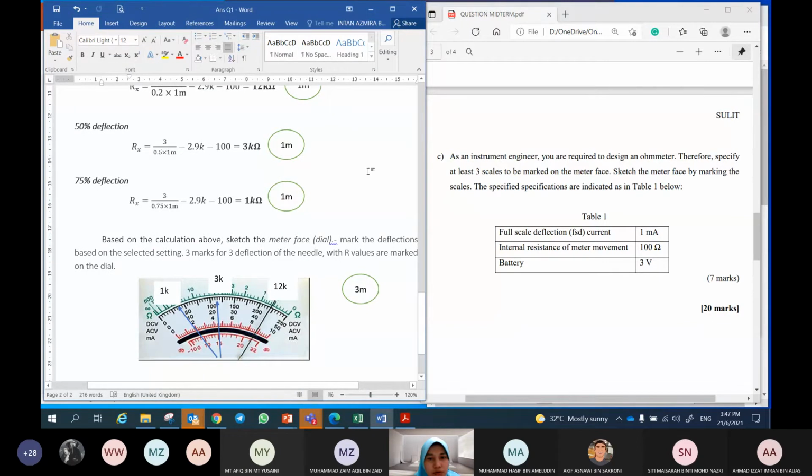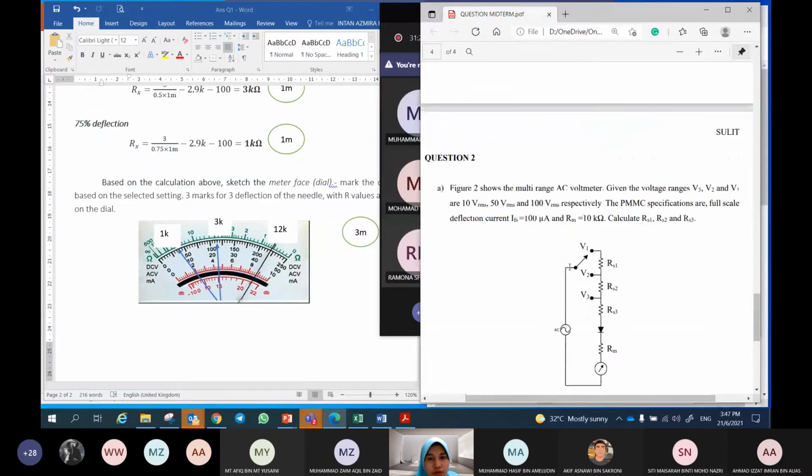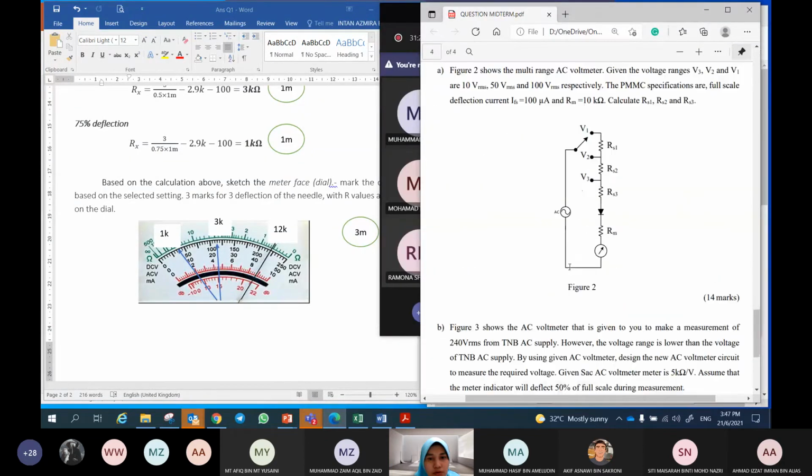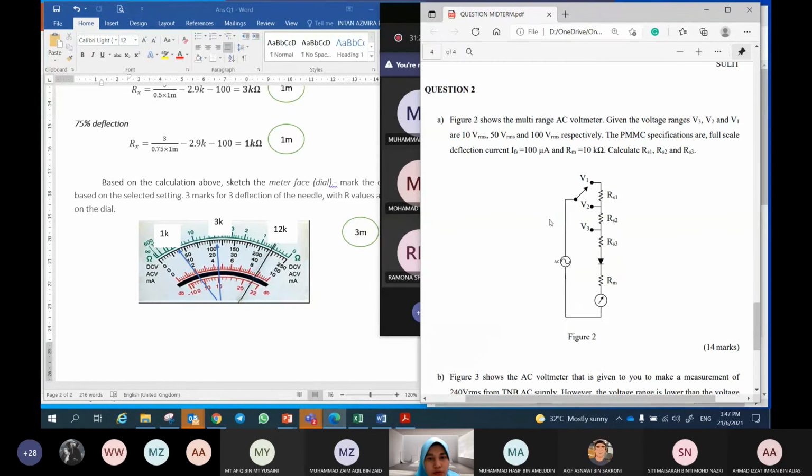No question. So we go to question number 2. Is there any question? No question. Okay, this is question number 2. Figure 2 shows the multi-range AC voltmeter. So this is AC voltmeter multi-range. Given the voltage range V3 to V1 are 10.